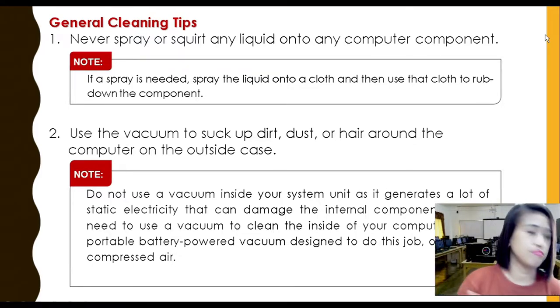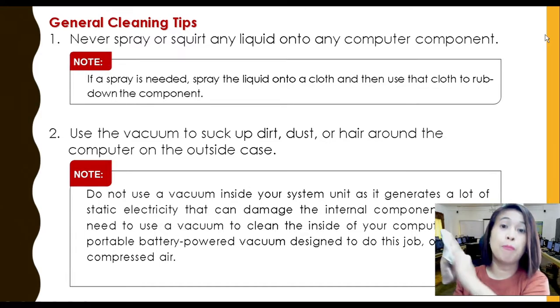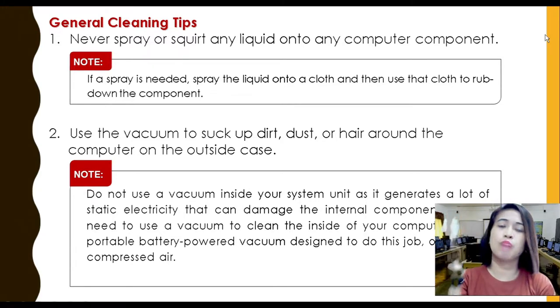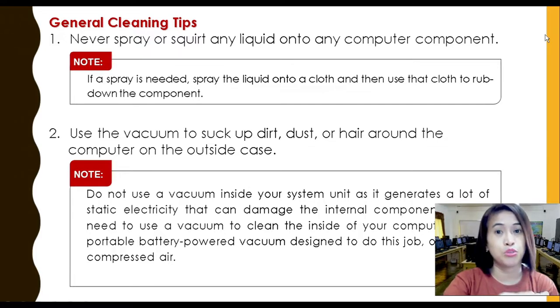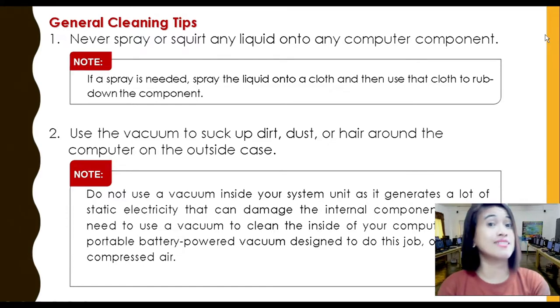For example, this is the cloth. Spray the cloth, and make sure that it is partially damp, not totally damp. Then use that damp cloth in cleaning the surface of the computer. When you say surface, it's the physical part or the outside part of the computer. Use the vacuum to suck up dirt, dust, or hair around the computer on the outside case. But do not use a vacuum inside your system unit as it generates a lot of static electricity.